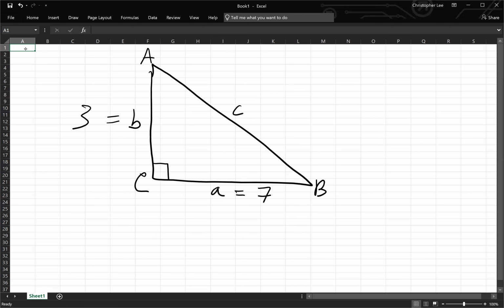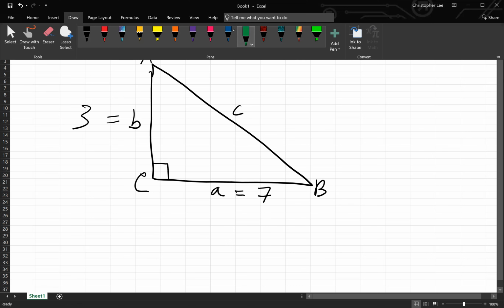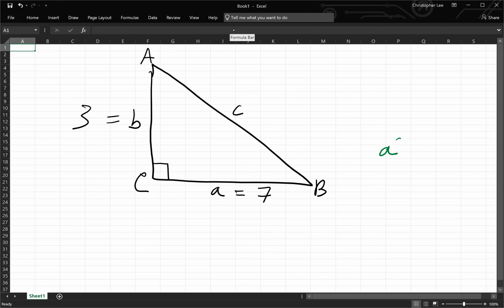So I have A, I have B. How do I find C? What's that formula to find C? Go ahead, you can use a formula sheet. A squared equals, all right. So formula right here, which is on the formula sheet, we can use it, right? A squared plus B squared equals C squared, right?